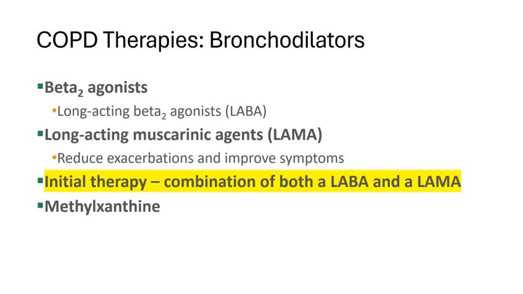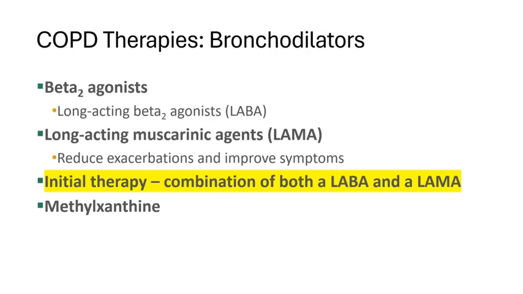Like SABAs, the short-acting muscarinic agents, or SAMAs, are no longer first-line therapy for most patients with COPD. However, the long-acting muscarinic antagonists, or LAMAs, have become a key player in COPD management. These drugs work by binding M3 muscarinic receptors, blocking the effects of acetylcholine on the airway smooth muscle, which results in bronchodilation. These drugs are typically well tolerated and have been shown to improve symptoms and reduce exacerbation.